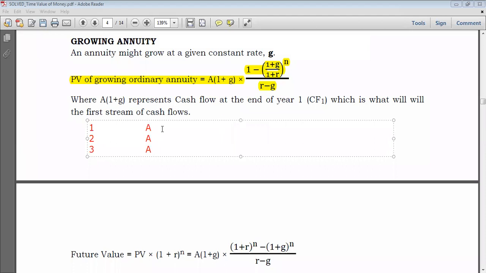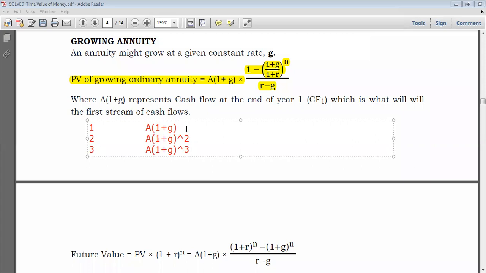Now what we do here, at the end of year one, since the annuity will be growing, you multiply by 1 plus G, that is the growth rate. And then at the end of year two, you already have 1 plus G there, and so you multiply by 1 plus G again, which means that you would have to raise it to the power of 2. And when you go to year 3, you do the same. You multiply it by 1 plus G, but now you raise it to the power of 3, and then you proceed.